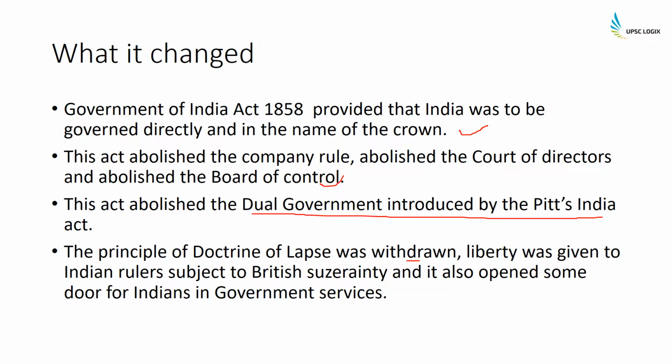Liberty was given to the Indian rulers subject to British suzerainty, and it also opened some doors for Indians in the government services. And this of course was done to create a bulwark against any other mutiny that could occur in the Indian region, because the Indian rulers were an inherent part of the mutiny.